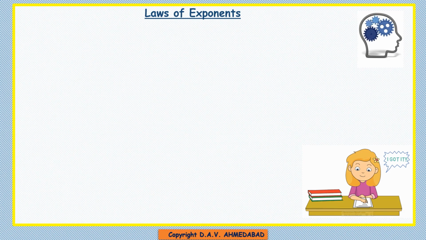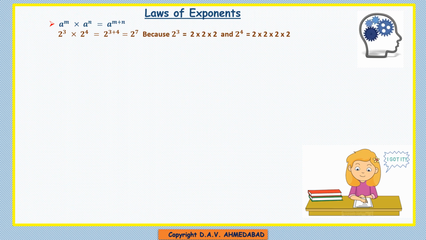So let us revise, children. First law is a^m into a^n equals a^(m+n). Means if two numbers are in multiplication and bases are same, we always add the powers.